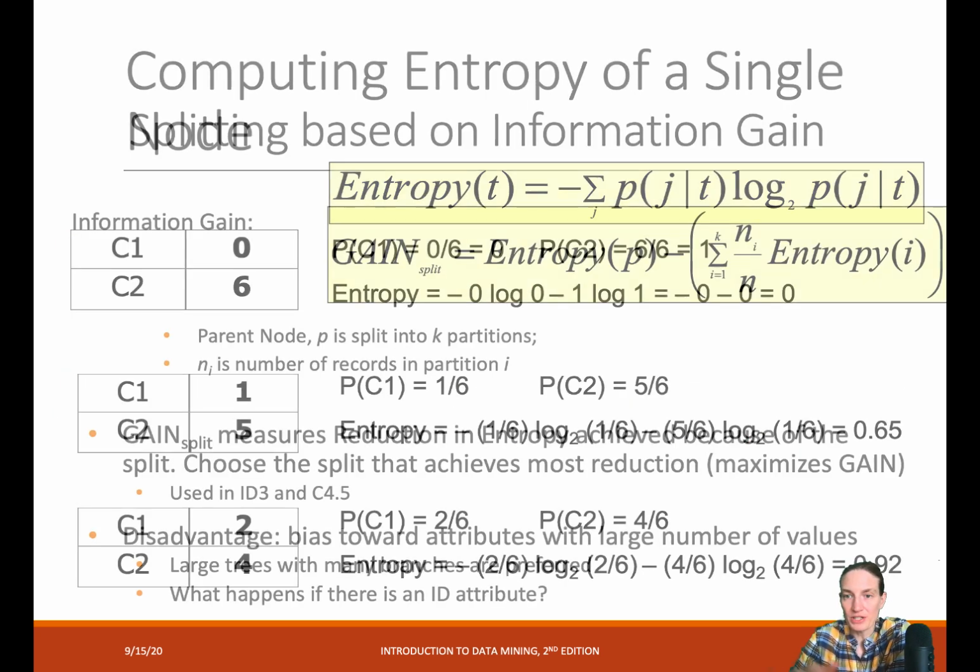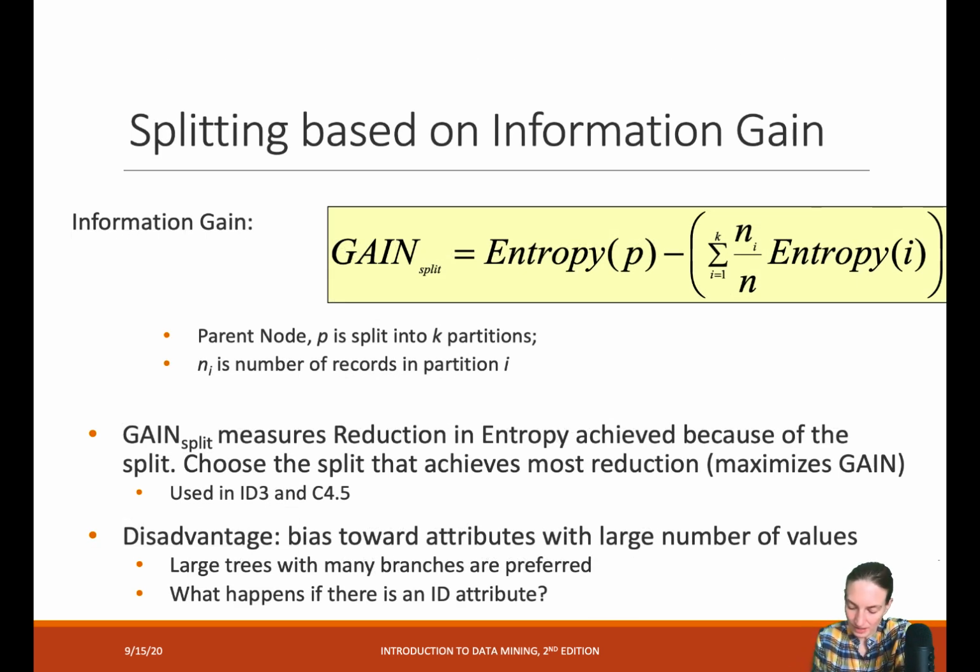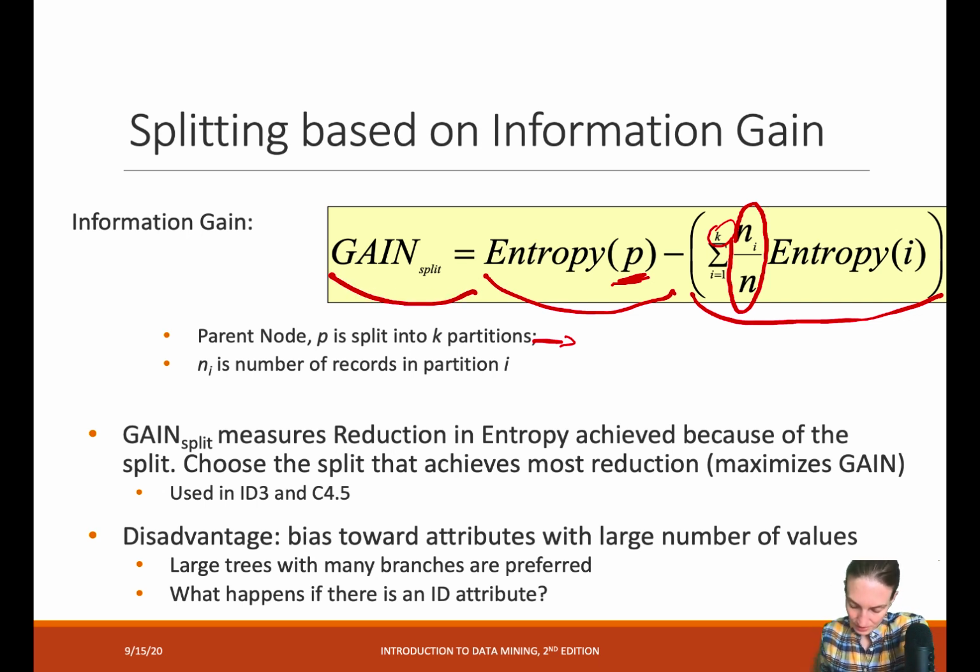So if we have information gain, then that basically is our entropy prior to the split minus the weighted entropy over all partitions of our split. Partitions being child nodes here. I should have put child nodes. And n_i is the number of records in partition i. So this term is introduced here as a weighing term. Right, so the gain really measures how much reduction there is in entropy because of a certain split. And then you can choose the split that achieves most reduction or maximizes your gain. This is how we do it in the C4.5 and ID3 decision tree algorithms. Okay.